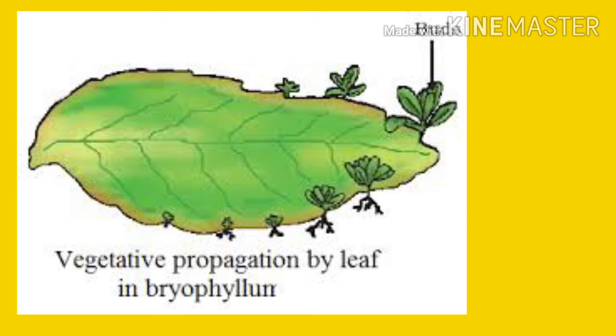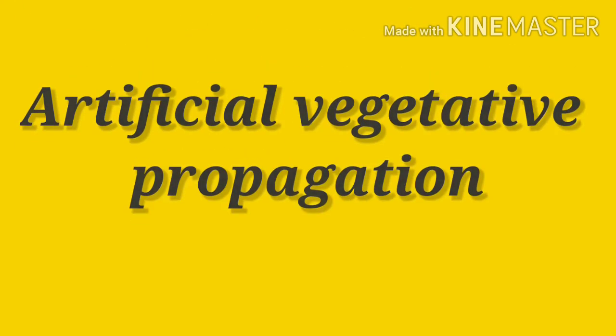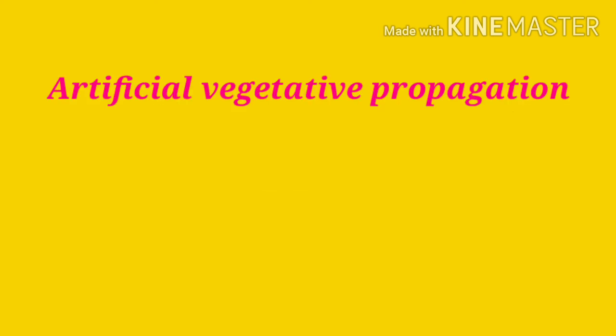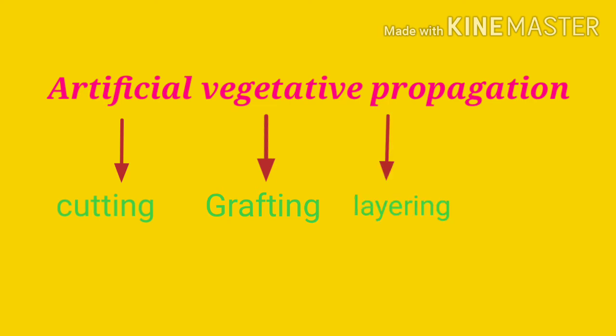Now let us discuss the artificial methods of vegetative propagation. Artificial methods include cutting, grafting, layering and tissue culture. The first method is cutting.